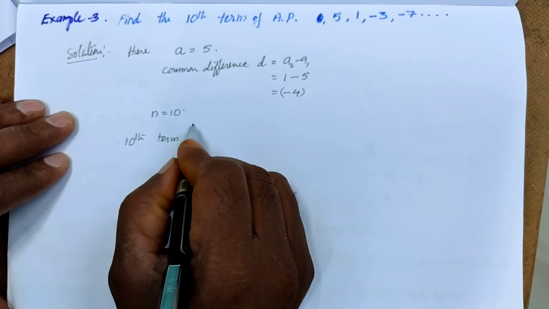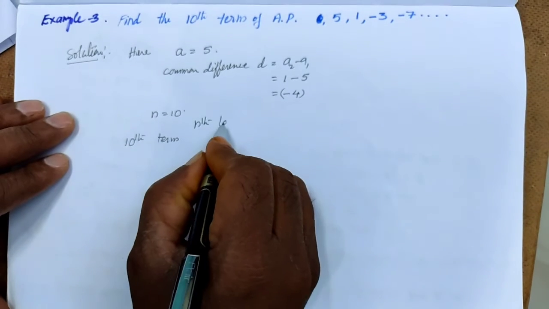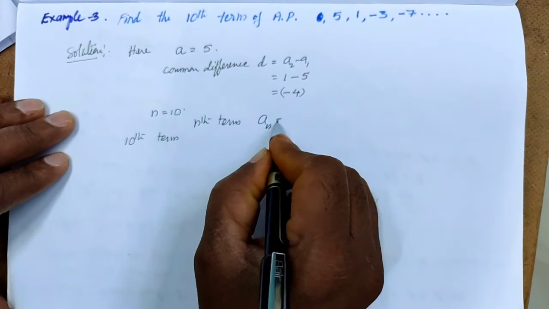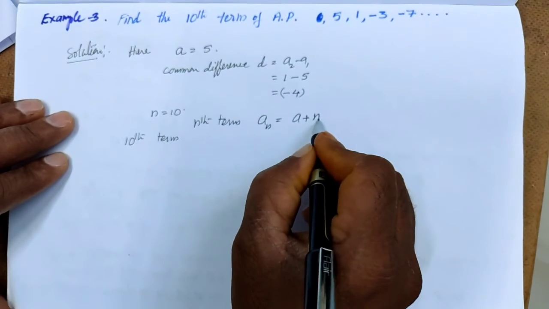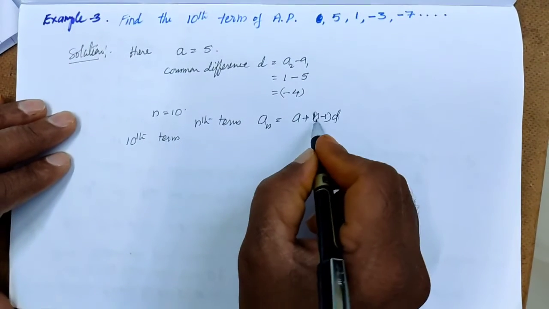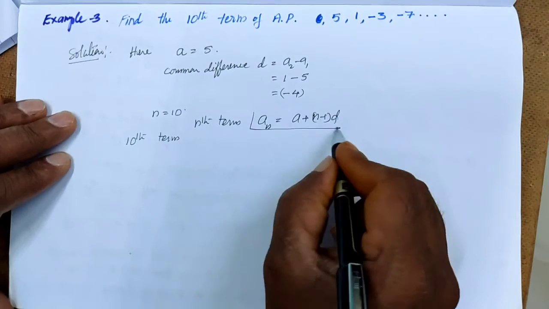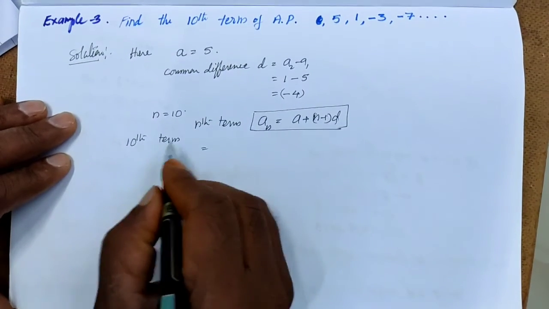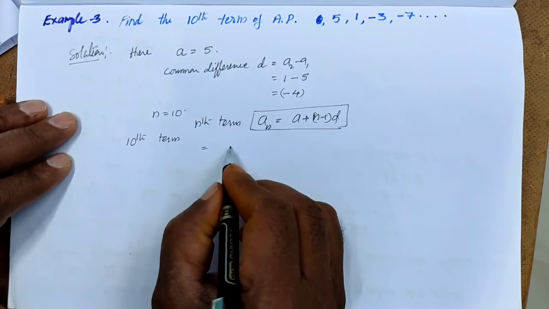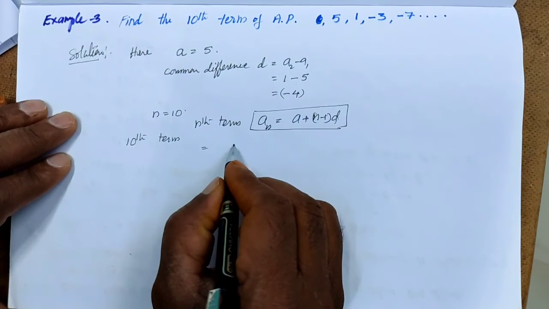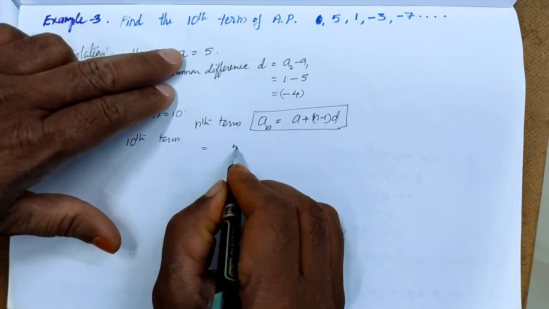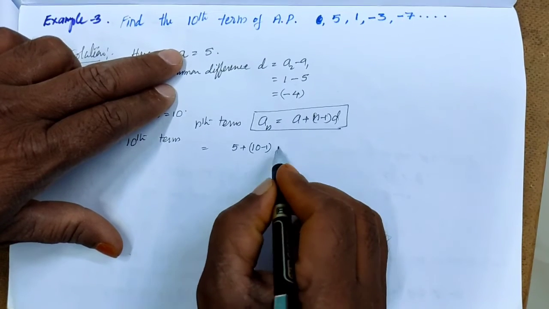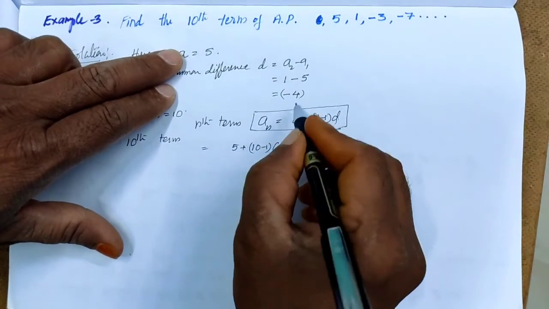So actually, what is the nth term? The nth term formula is an is equal to a plus n minus 1 into d. Okay, this is the nth term. Now the 10th term is equal to, so a, what is a? 5 plus 10 minus 1 into d. What is d? Minus 4.